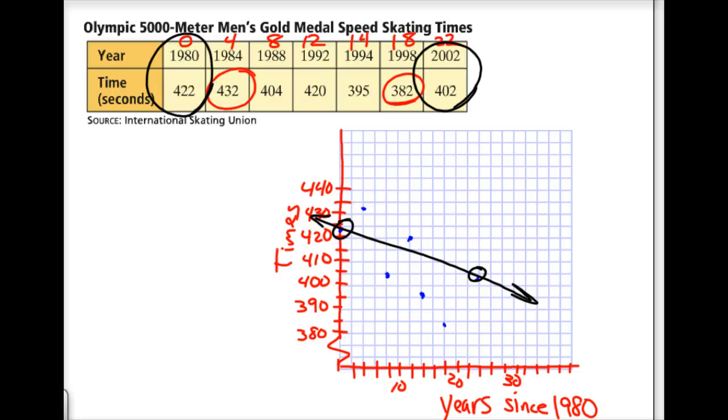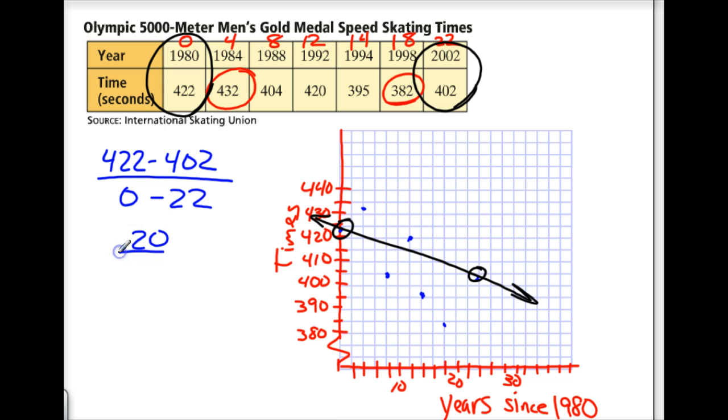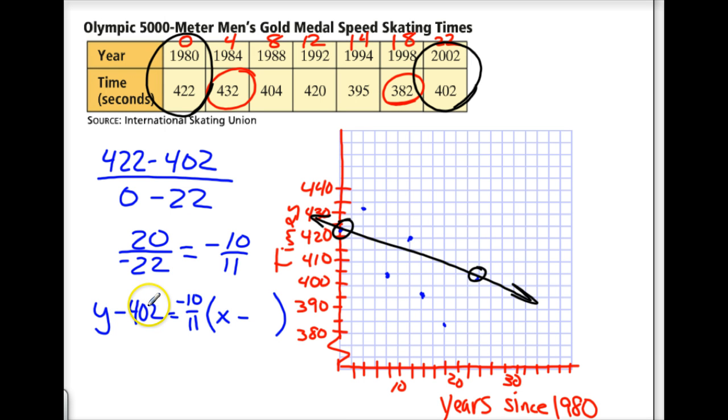Once you've got your line between your 2 points, you want to pick those 2 points, find the slope, and then plug them in. So I'm going to take 422 minus 402. Should have been 0 minus 22. I get 20 all over negative 22, which does reduce. Then I plug it into point slope. Choose any of those points. I'm going to choose 2002. So the y value is 402. The x value is 22.